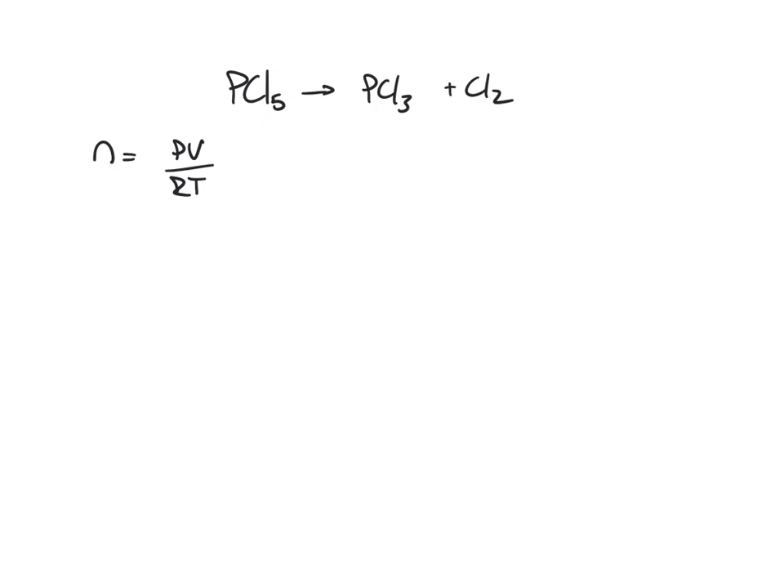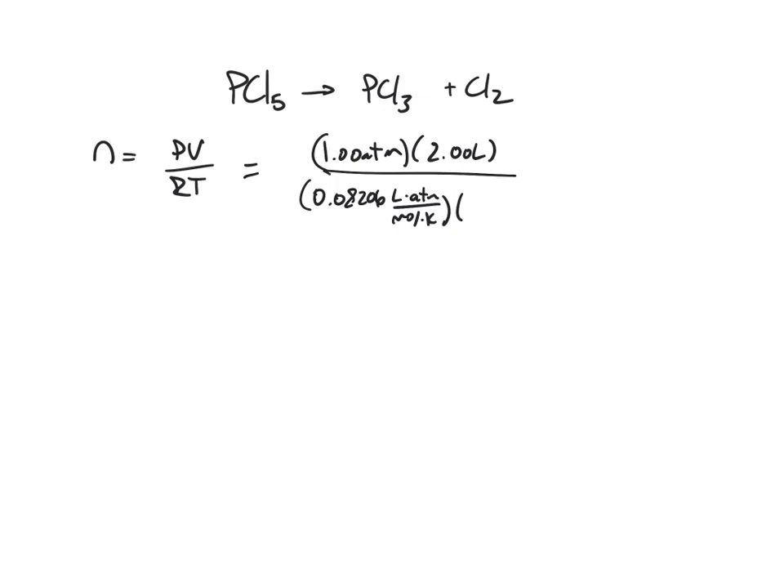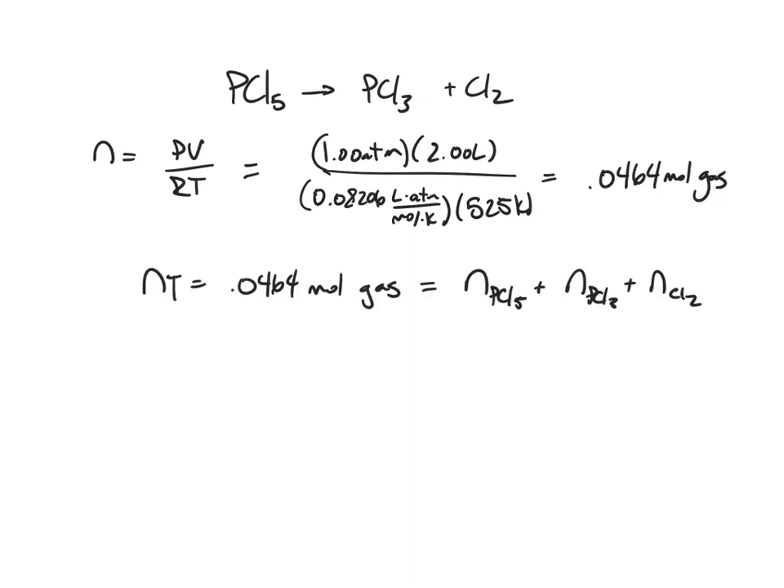I have everything I need to solve for n, so I just plug it in and solve for n. The pressure is 1 atmosphere. The volume is still 2 liters. R is still 0.08206. Temperature remains 525 Kelvin. If I put this into my calculator, I get 0.0464 moles. Now that gas is going to be considered n total, for total moles of gas. That number of moles is equal to the sum of the moles of all the gaseous species that are in the container, and that includes the PCl5, the PCl3, and the Cl2.